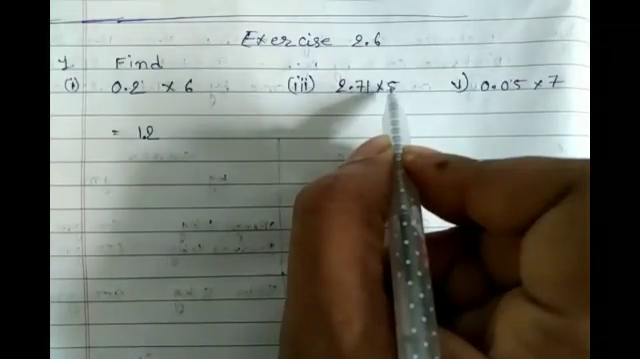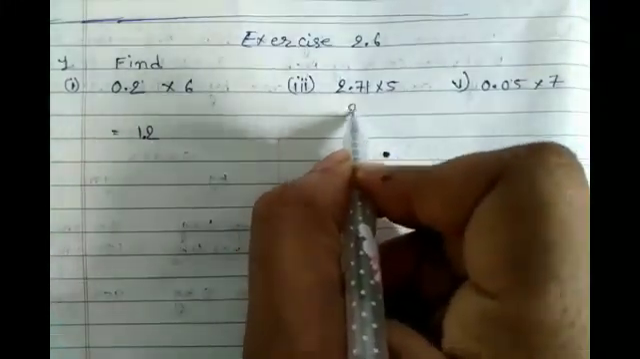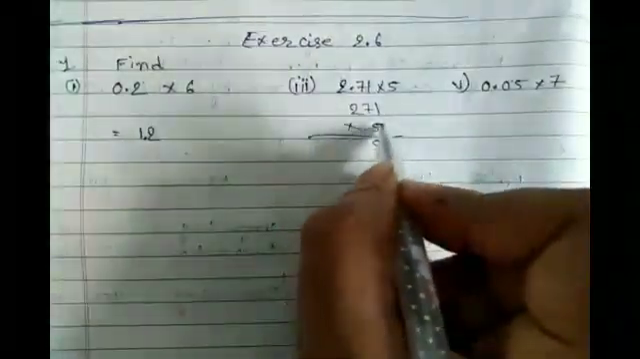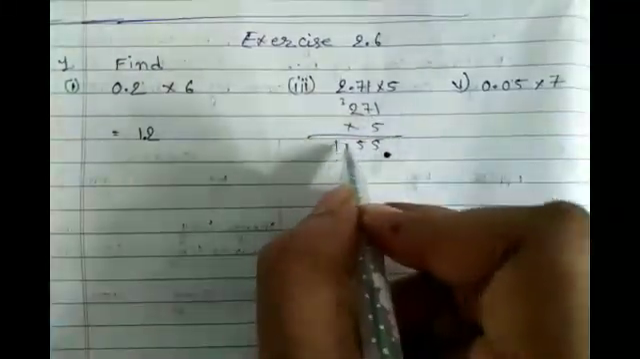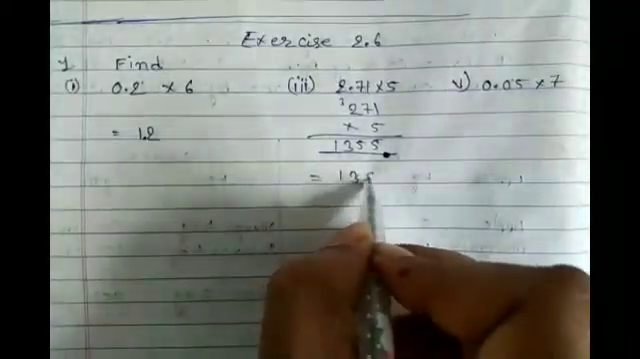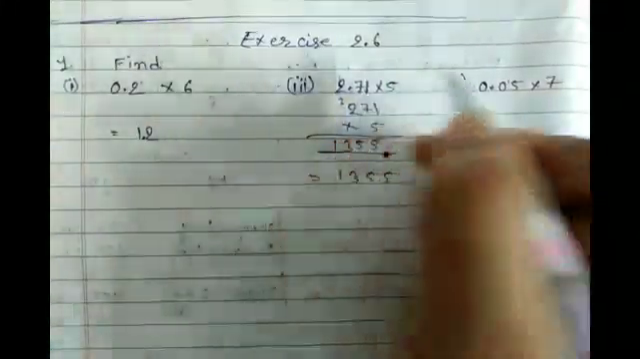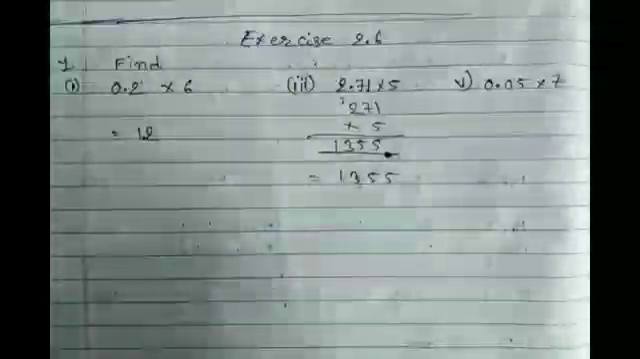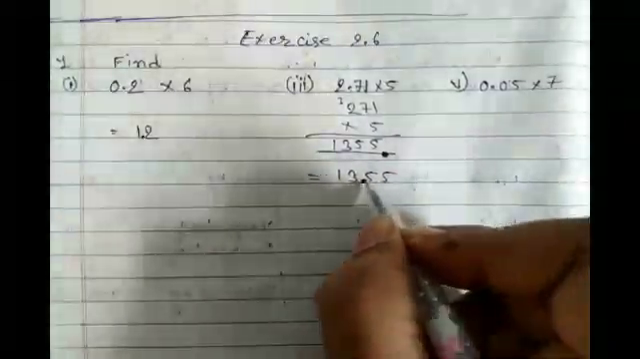Now 2.71 multiplied with 5, so multiply it ignoring the decimal. 271 into 5, we get 5, 35, 5, carry over 3, 10. We write here 1355. In the question there are two digits after the decimal, 7 and 1. So in the answer also we need two digits after the decimal. So we put the decimal right over here.